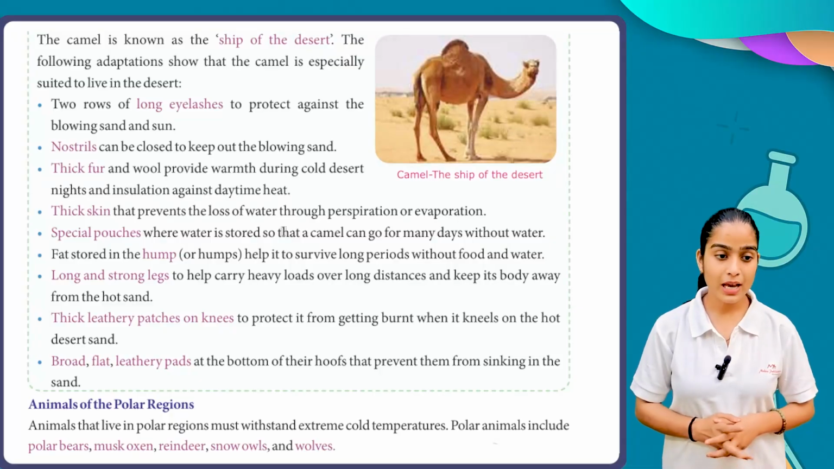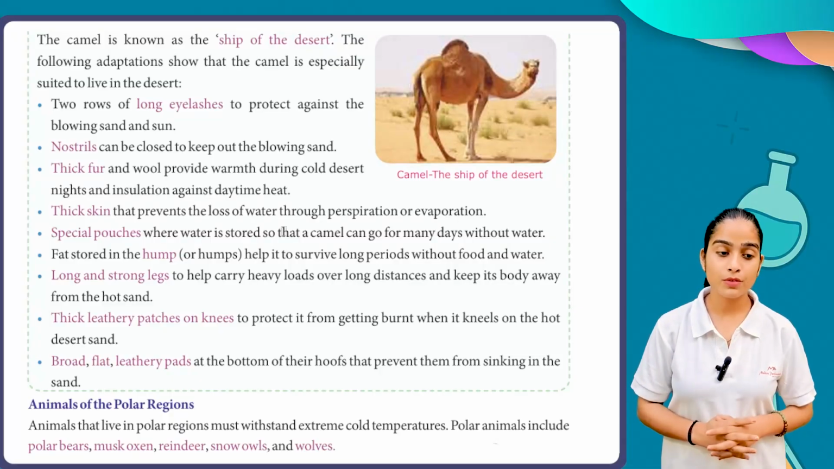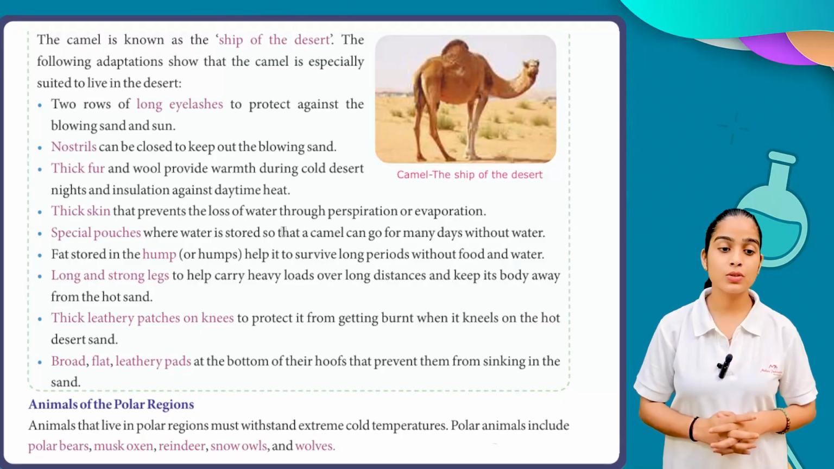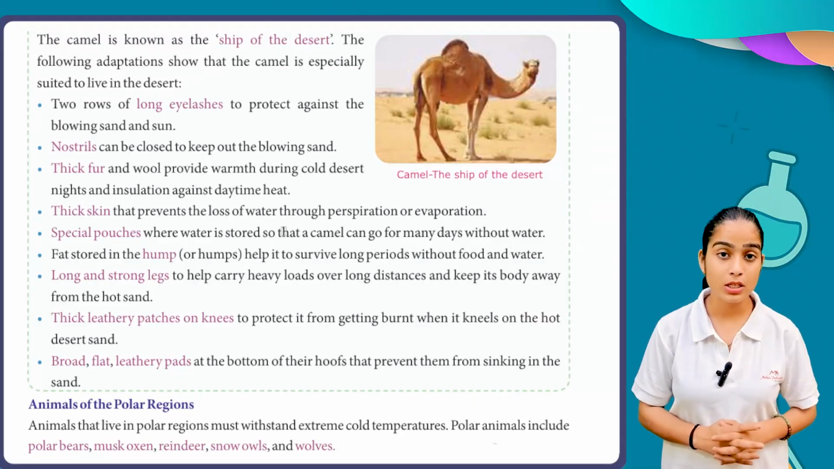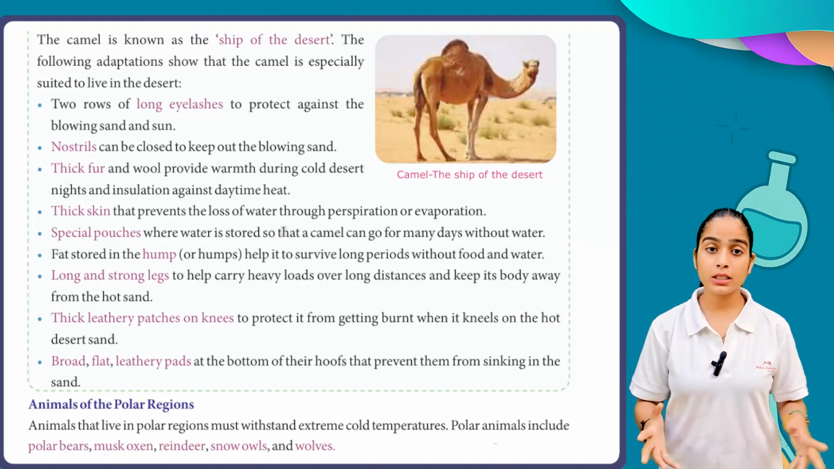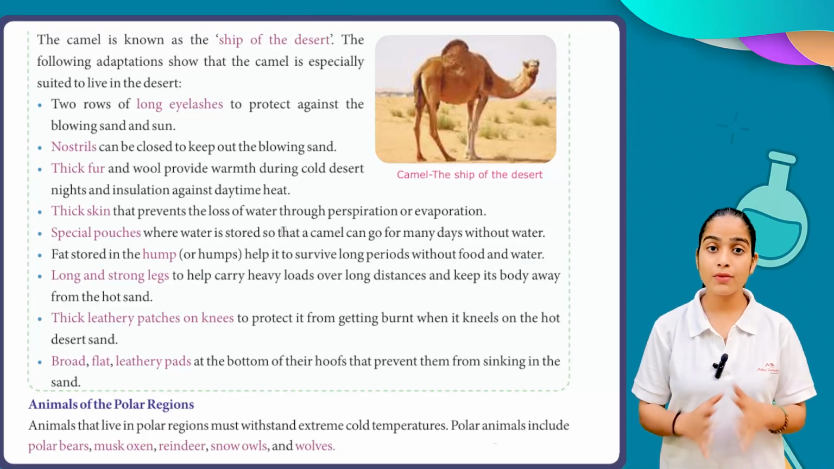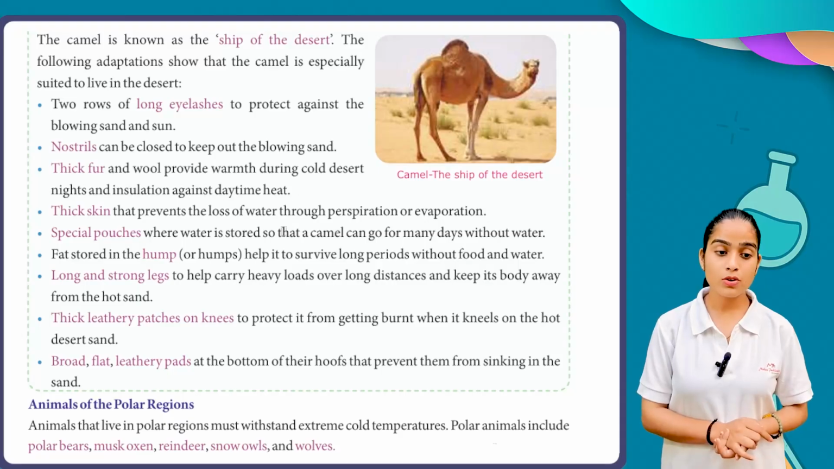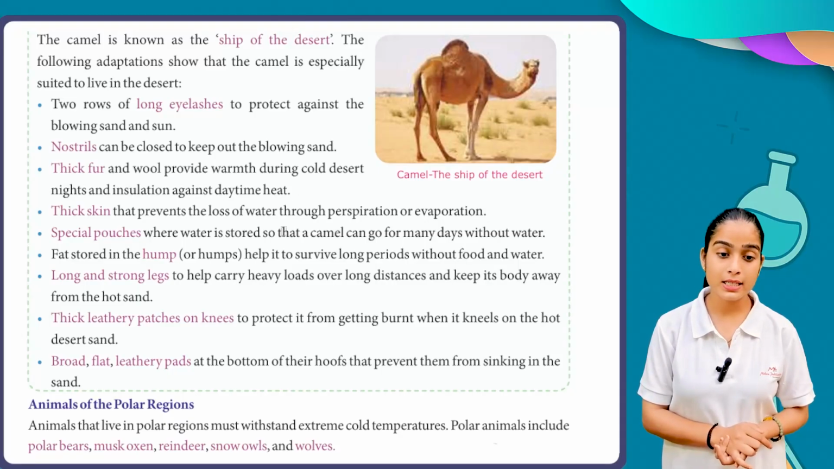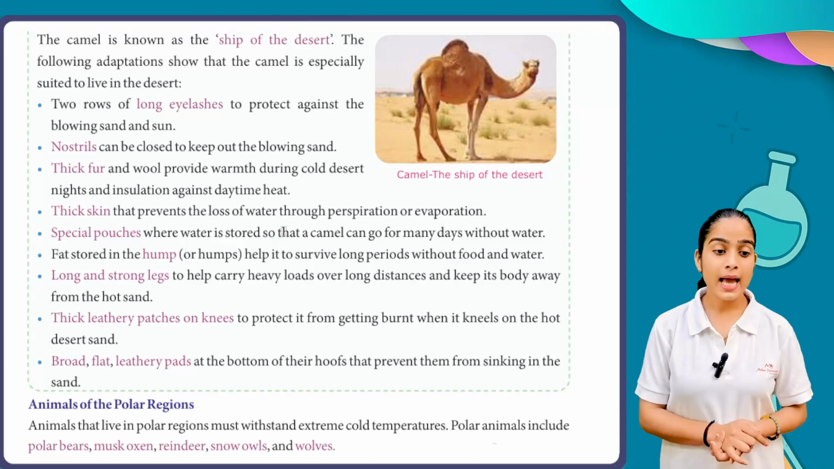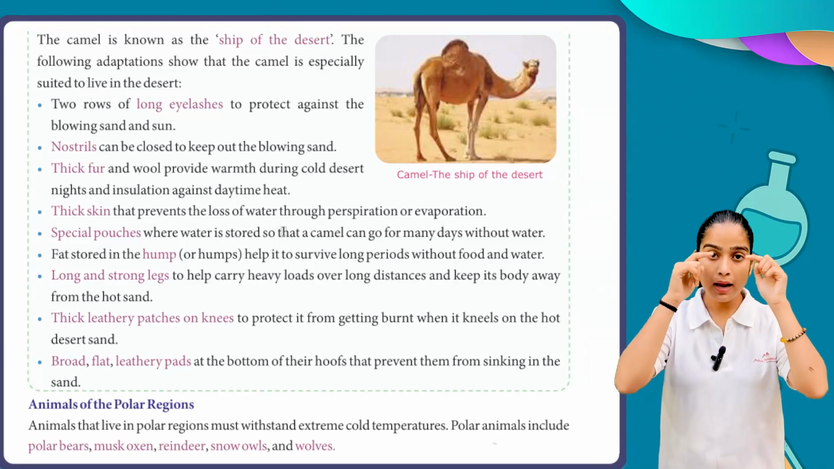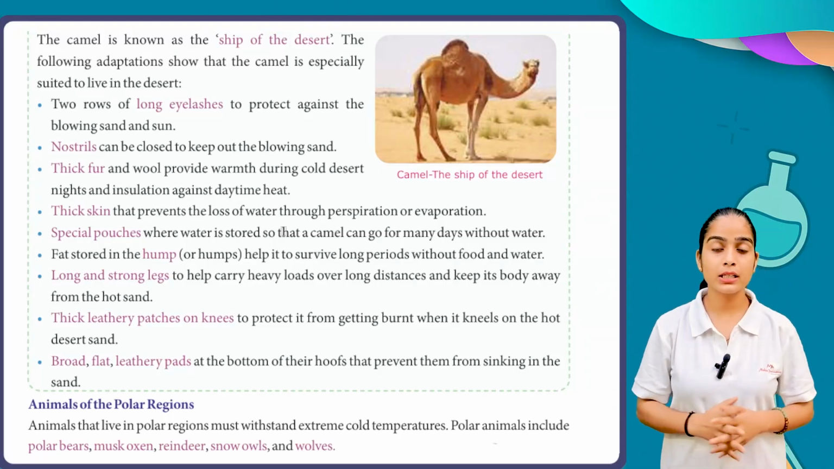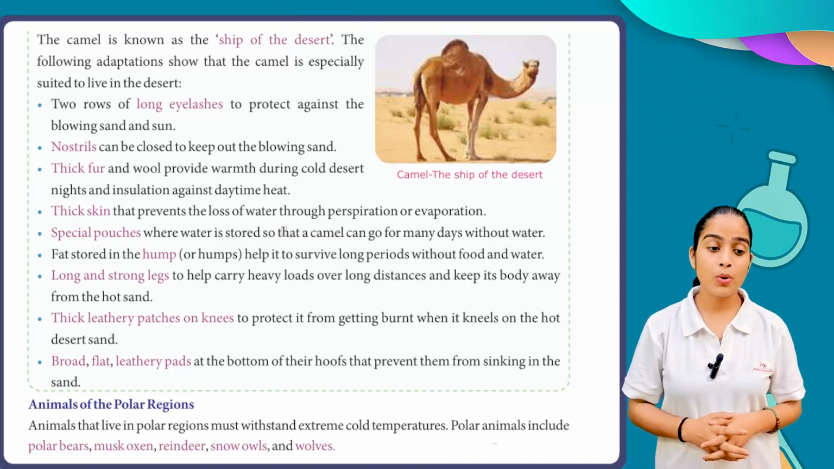Adaptive features of the camel. The camel is known as the ship of the desert. The following adaptations show that the camel is especially suited to live in the desert. So what are the things a camel has so that it can live in a desert? Two rows of long eyelashes protect against the blowing sand and sun. So they have big eyelashes, and with the help of those, they can protect themselves from the blowing sand.